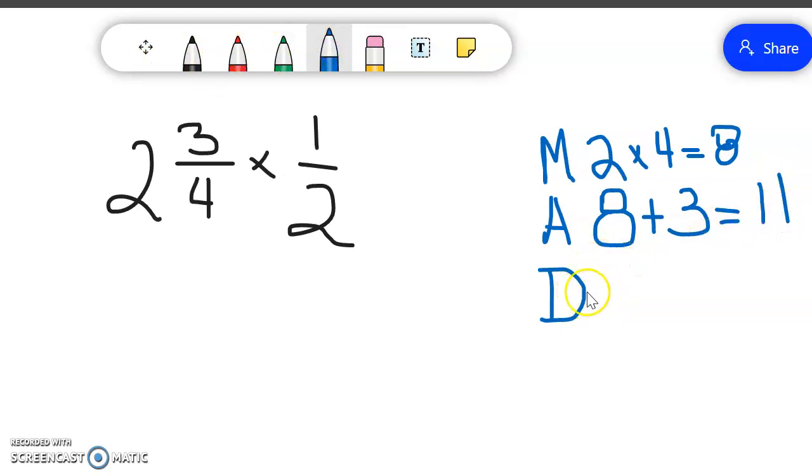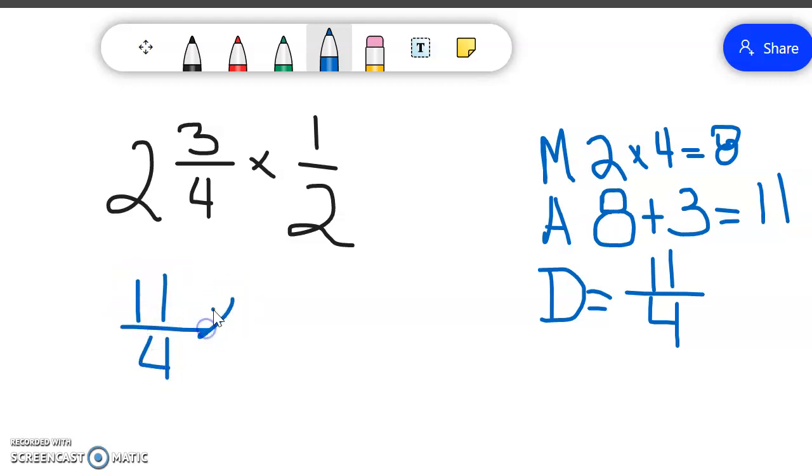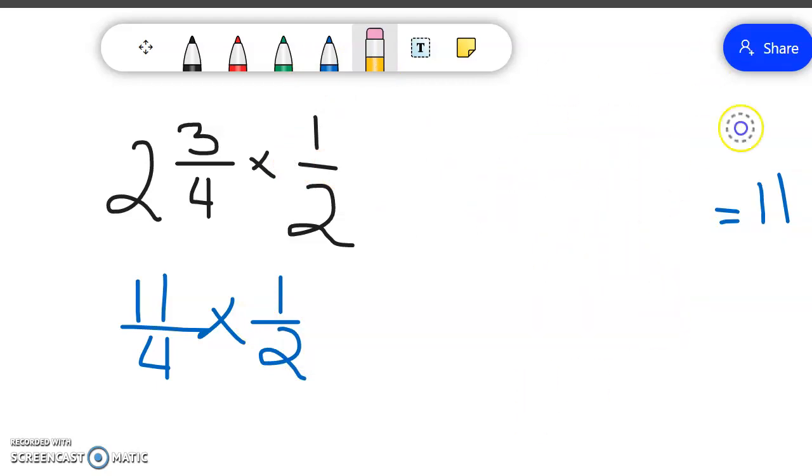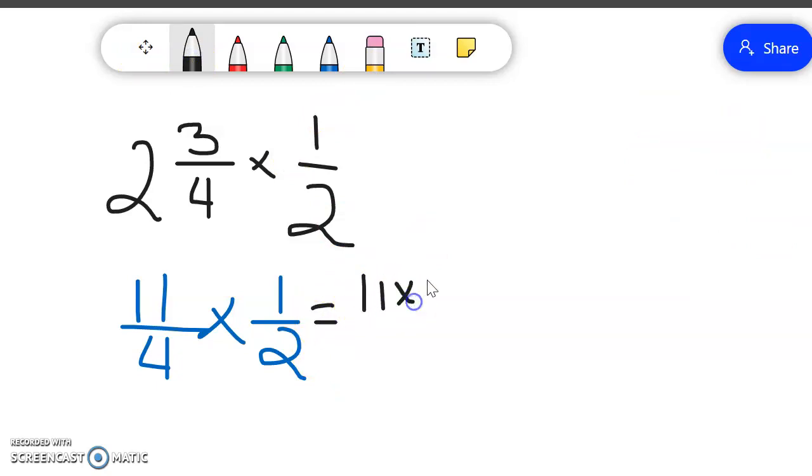And then you take that 11 and you make it your new numerator and you keep the original denominator. So 2 3/4 turned into an improper fraction is 11/4. So now I'm ready to multiply. So 11/4 times 1/2. Now, when I'm multiplying fractions, I want to multiply the two numerators together.